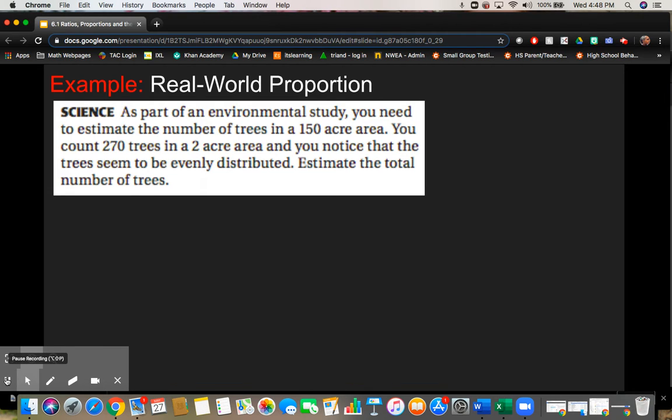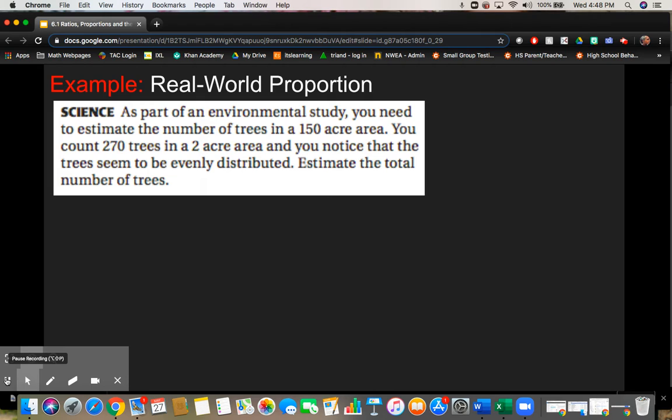As part of an environmental study, you need to estimate the number of trees on a 150-acre area. You count 270 trees in a 2-acre area, and you notice that the trees seem to be evenly distributed. Estimate the total number of trees.